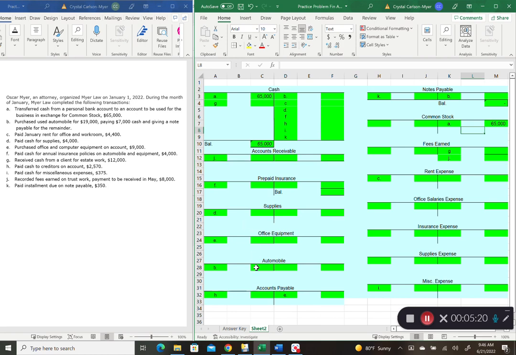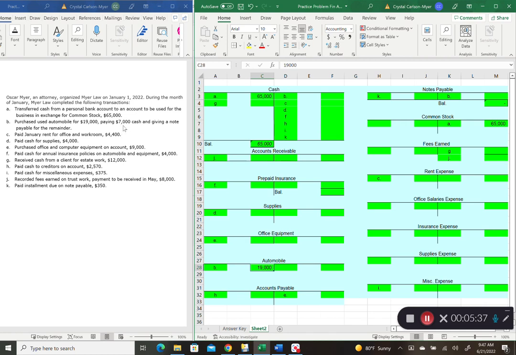So an automobile was received, and anytime you're recording an asset on your books, you always want to do it at what it cost you. Doesn't matter if the vehicle is worth $30,000, whatever you paid for it is what you're going to record it at. So we're going to record it at $19,000.